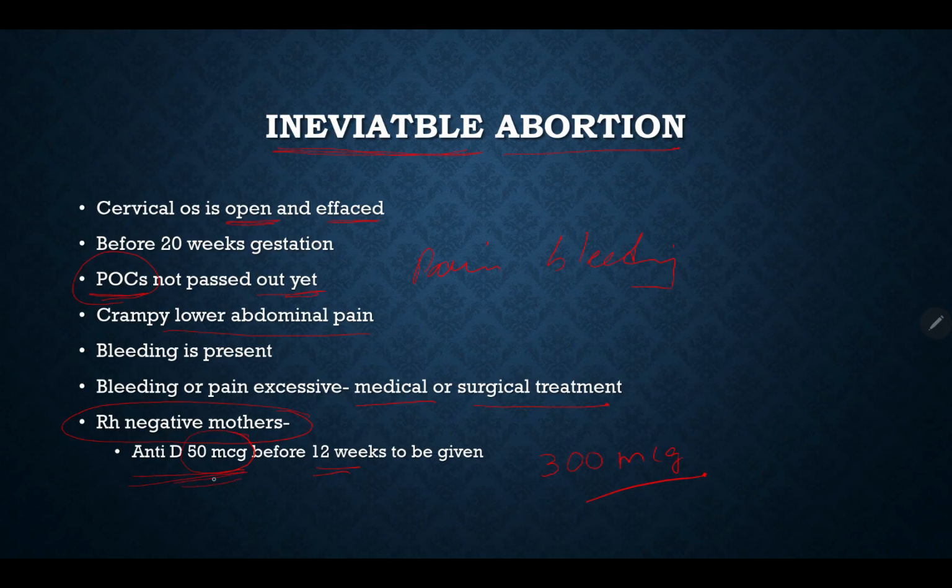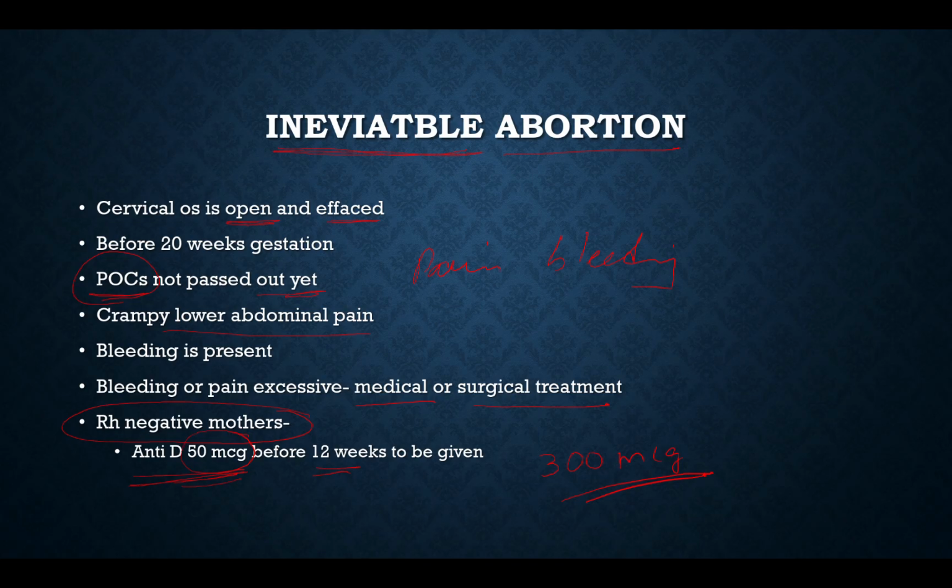Suppose at a center you do not have the 50 microgram dose, you can go ahead with 300 microgram. It is not going to be harmful to the mother, and you do not have to miss this anti-D to a woman, even with inevitable abortion or complete abortion or incomplete abortion. You have to remember this very well. Otherwise, we all know, if we fail to give this, what consequences the woman will have to face in her future pregnancies.